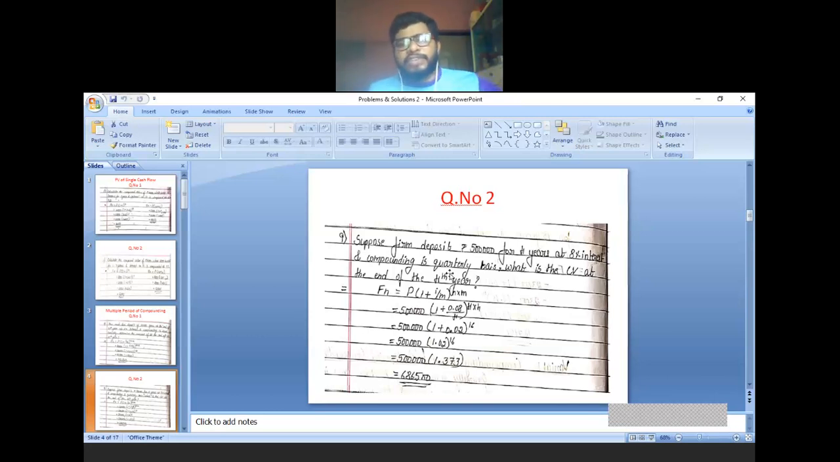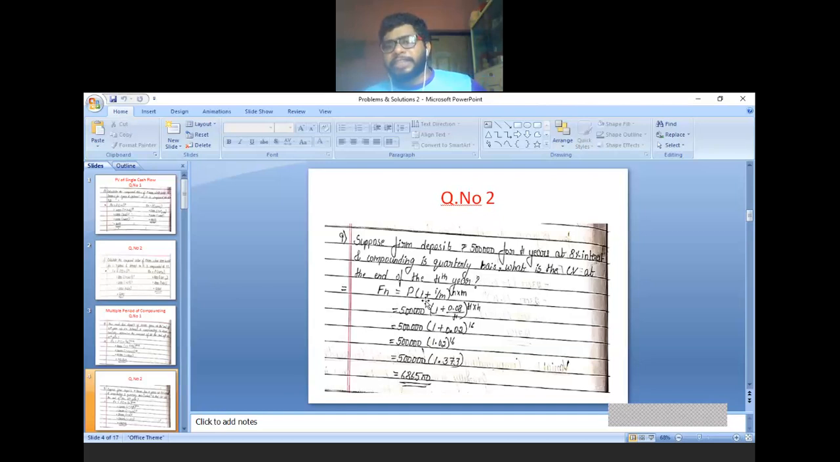What is the CV at the end of the fourth year? CV means compound value. Compound value means future value. You have to calculate the future value after the end of the fourth year. Apply the formula for multiple period of compounding.